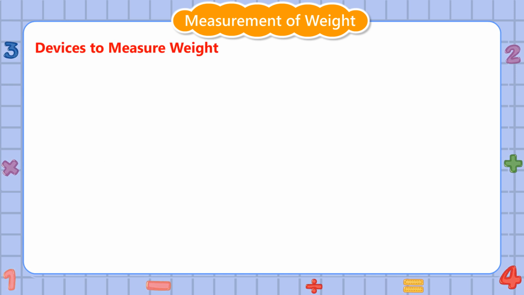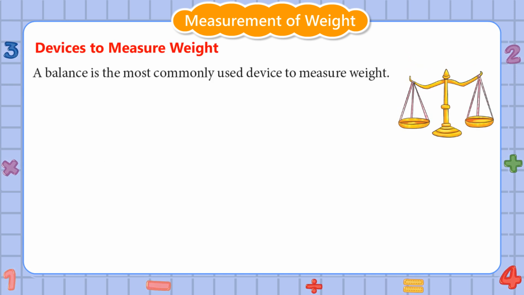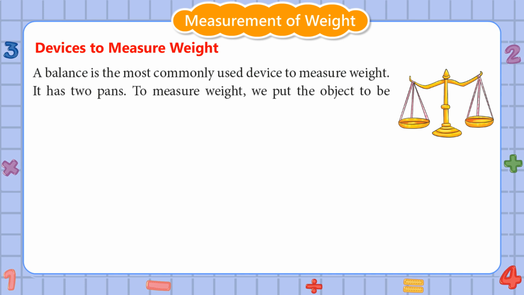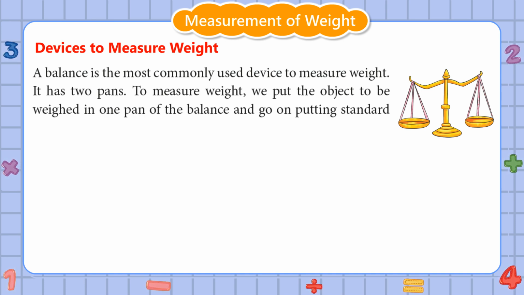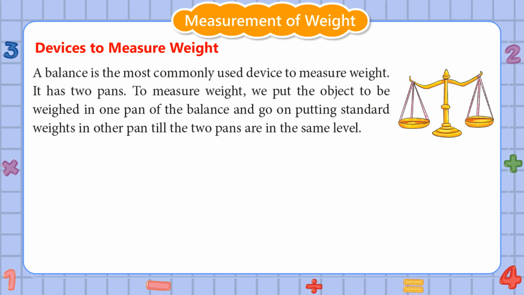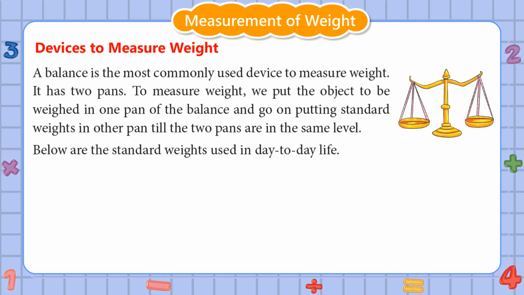Devices to measure weight. A balance is the most commonly used device to measure weight. It has two pans. To measure weight, we put the object to be weighed in one pan of the balance and go on putting standard weights in the other pan till the two pans are at the same level. Below are the standard weights used in day-to-day life.